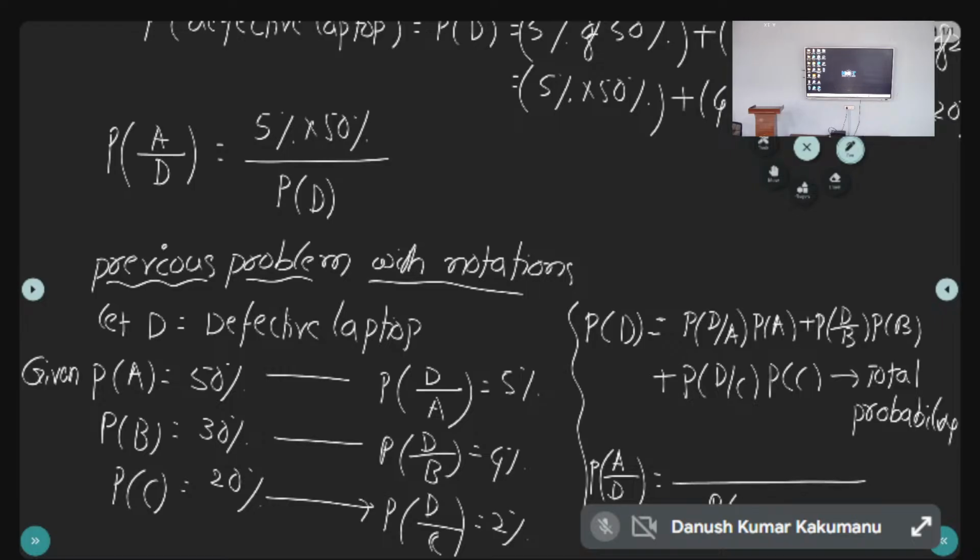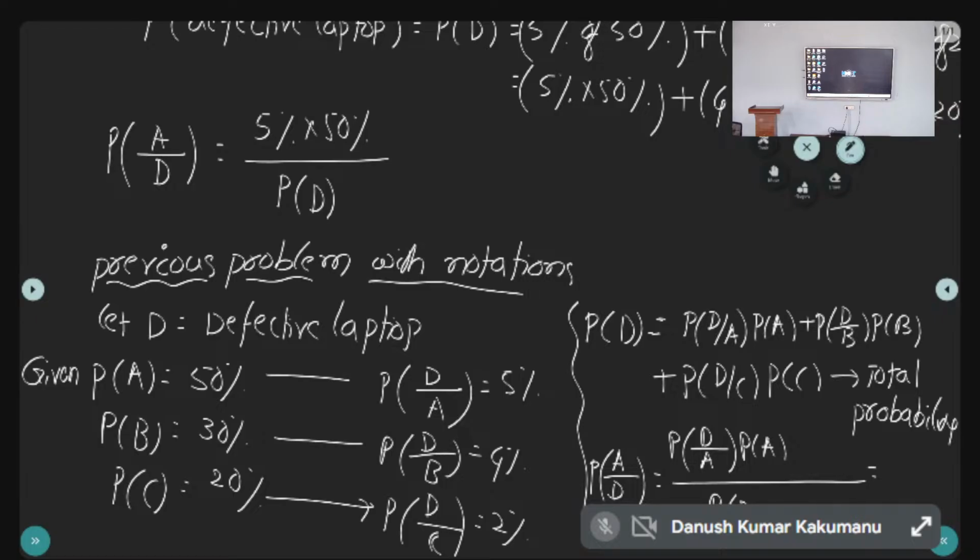Denominator is nothing but P of D. What is the numerator? P of D by A, that part, into P of A. Is it? See, one more clarity I will give you. Go to flashback, conditional probability, the multiplication theorem. What is P of A intersection B? P of A intersection B is nothing but P of A by B into P of B, or not?